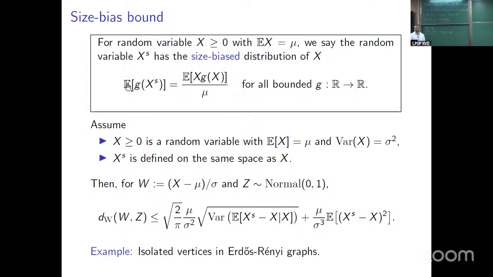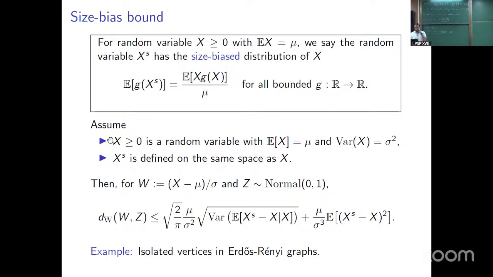This determines the distribution of X^s because I can take g to be the indicator of being in some set. So this says the probability that X^s is in that set is equal to the integral of x over that set divided by mu. X^s is absolutely continuous with respect to X, and the Radon-Nikodym derivative is x on mu. This is the defining property of the size bias. And we talked about how to size bias sums of Bernoullis, which we'll use again. But okay, that's the setup.